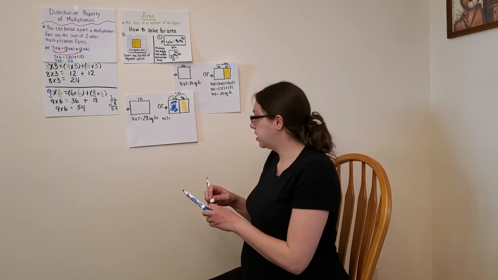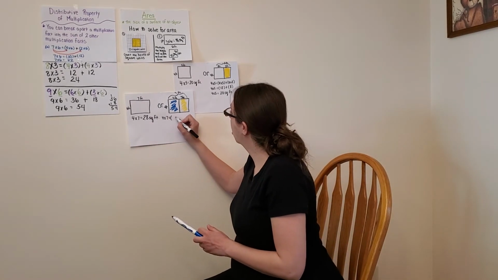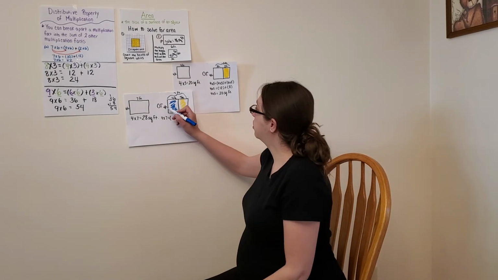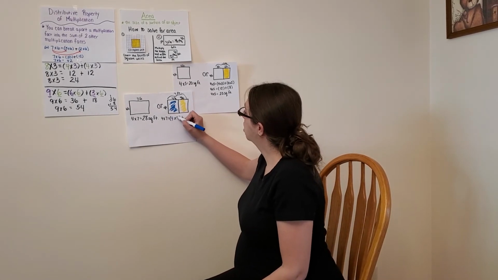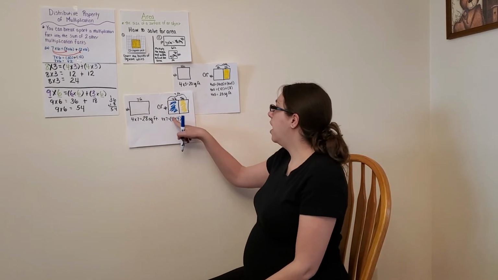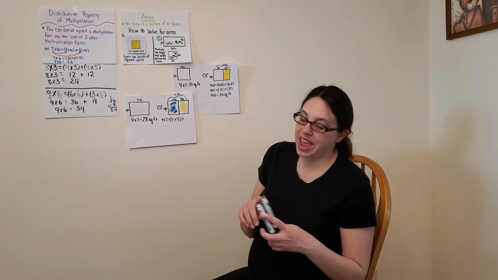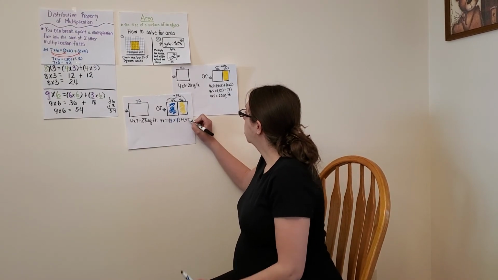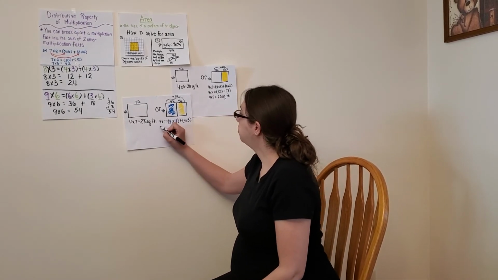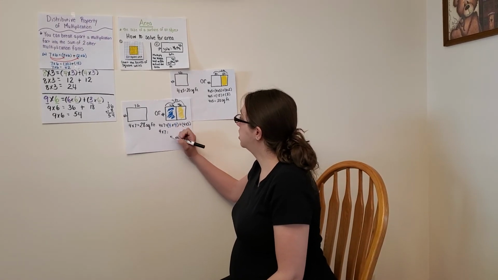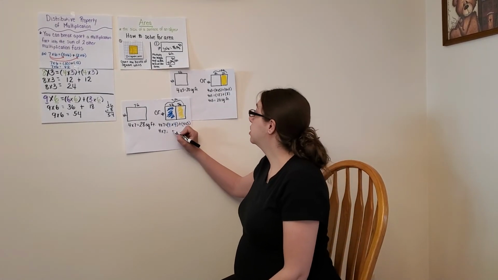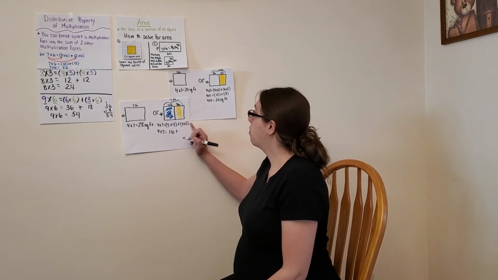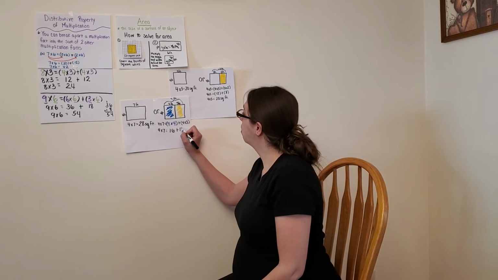So if I do 4 times 7 and I break it apart using the distributive property, I'm going to do the blue square first, 4 times 4. Then I need to go over to the yellow square, and I'm going to use black to show it because yellow is very light. I would do 4 times 3. So 4 times 7 is the same as 4 times 4, which is 16, and then I have 4 times 3, which is 12.